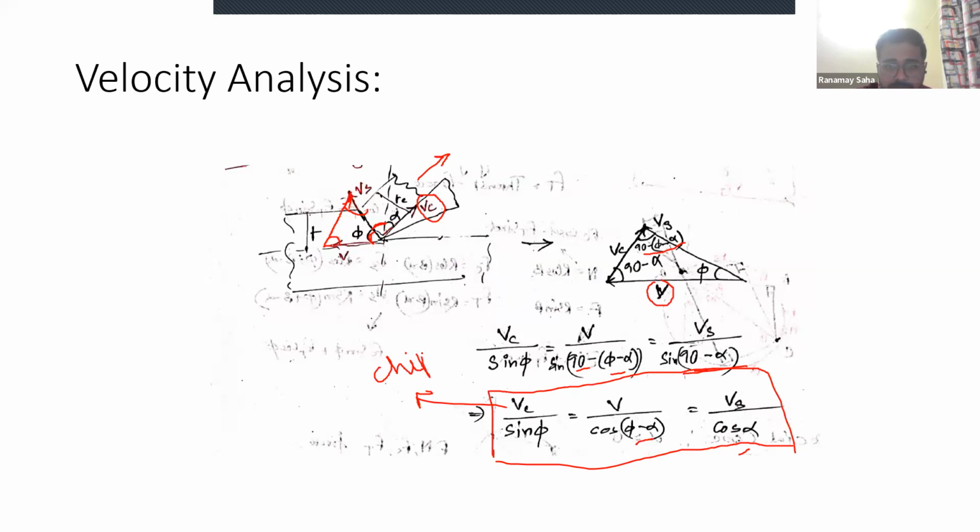So this is your chip velocity, this is your shear velocity, and this is your cutting velocity. So using these relations, you have to calculate one in terms of another while solving problems of metal cutting. Okay. So I hope this is clear.